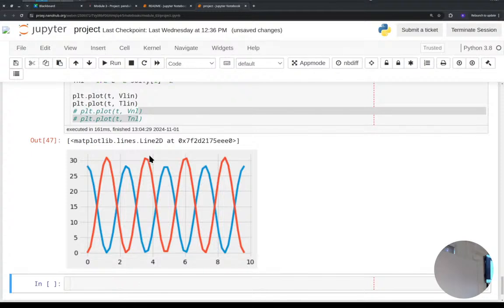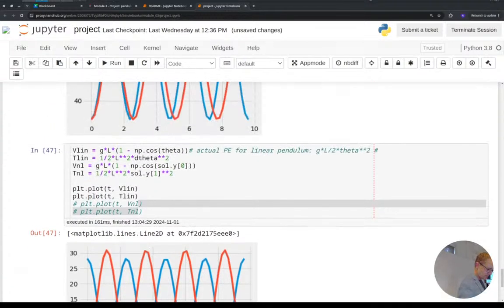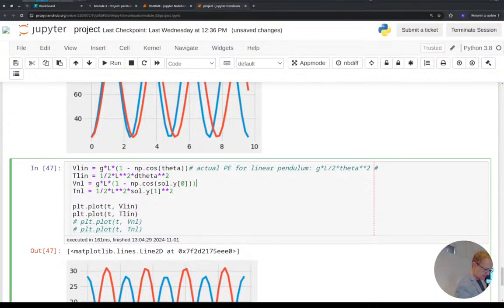Oh, sorry, what was it? Oh, yeah, it is the same. It's the same equation for both of them. I'm just using the two different. Here, I'll zoom back up so we can see that. In both cases, I'm just saying linear is whatever linear theta I got, and linear theta dot.